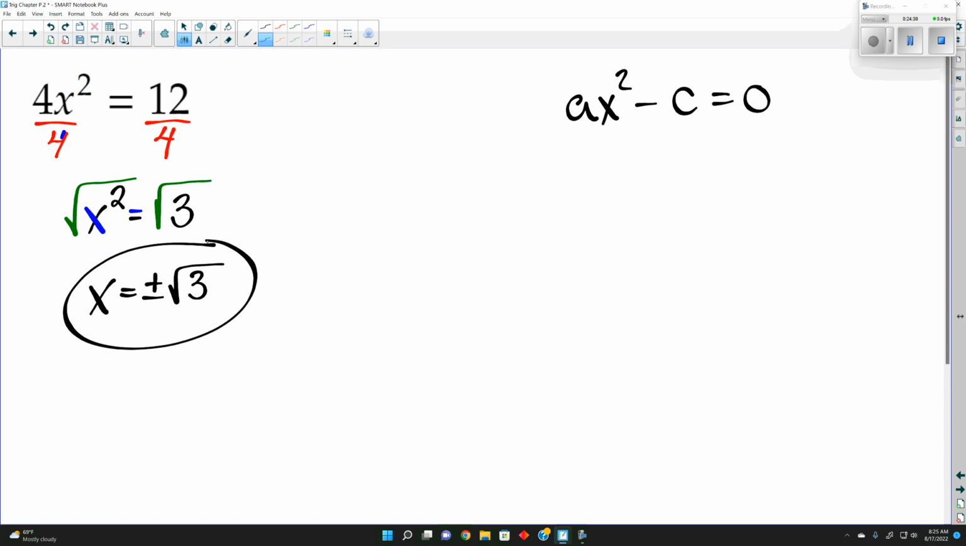Questions on this here? So normally whenever I see an x squared term and then the constant term, I'll move everything over and use the square root method. But again, quadratic formula would work just fine with this here. Any questions on this so far?